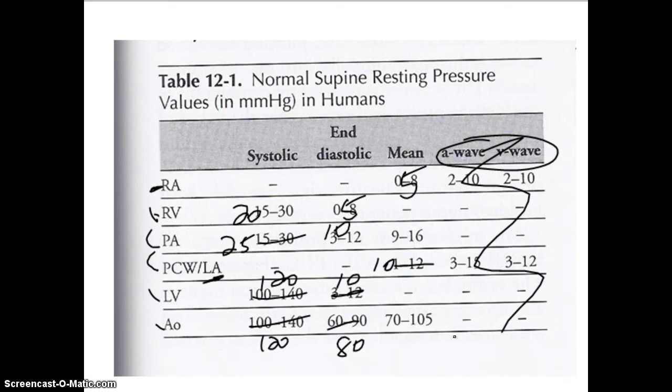Not to say that this chart is wrong, but this chart gives you ranges, where for me it's just easier to memorize a single number and then just always know you can give and take on these numbers. Here I told you right ventricle is 20, but it could be, give or take, a few from 20.